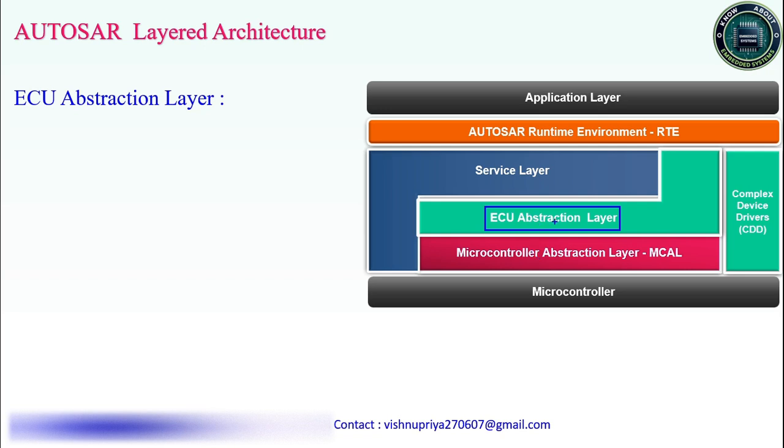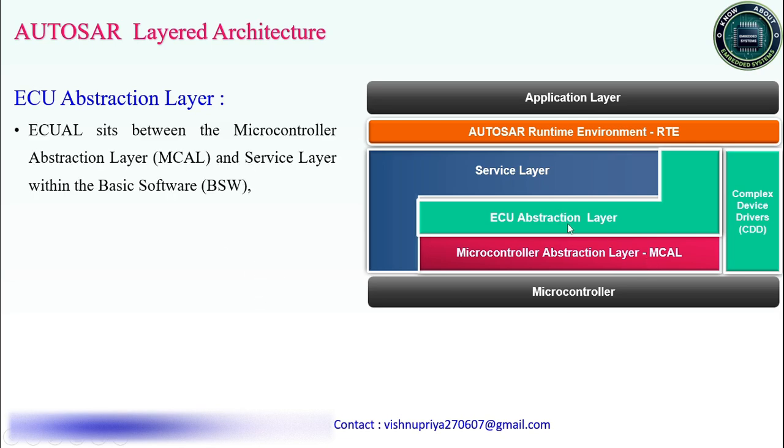What is the responsibility of your ECU abstraction layer? The ECU abstraction layer is responsible for deriving the different interfaces, the different APIs, for interacting with the service layer, the application layer, or the runtime environment, RTE. It is also responsible for interacting with the microcontroller. So the ECU abstraction layer creates an intermediate interface between upper layers and lower layers. That is its main responsibility.